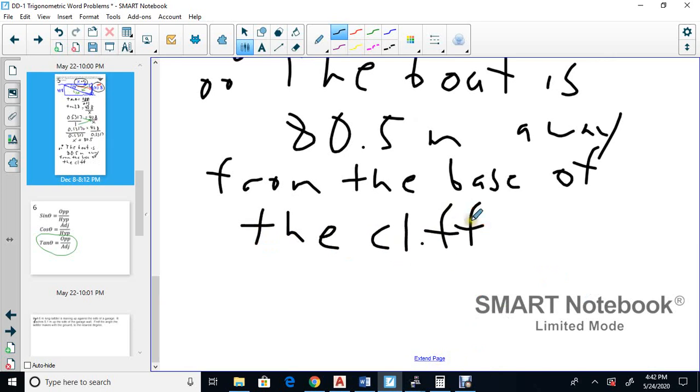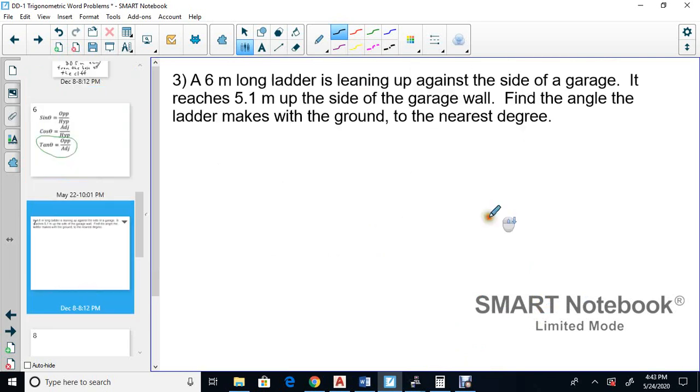And we'll move on to the next question. Question 3. A 6-meter ladder is leaned up against the side of a garage. It reaches a height of 5.1 meters up the side of the garage wall. Find the angle the ladder makes with the ground to the nearest degree.